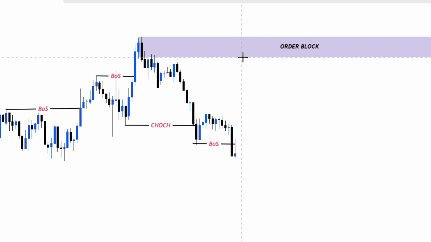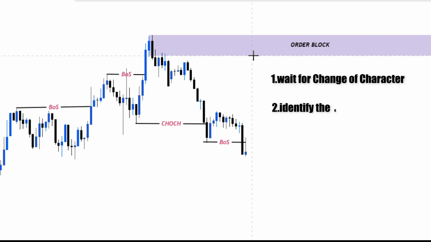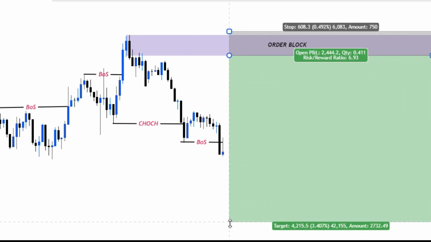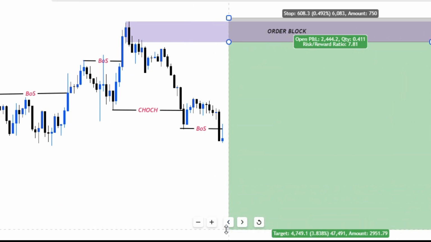Here is a simple smart money flow you can remember. First, wait for change of character. Second, identify the order block that caused the break. Third, wait for price to return. Then you look for your entry. Now you're not guessing. You're trading with logic and confirmation.